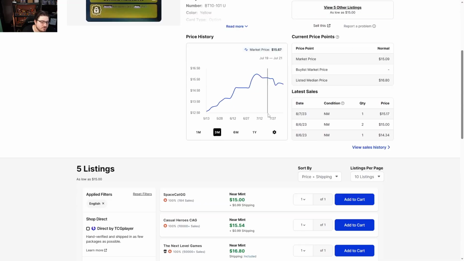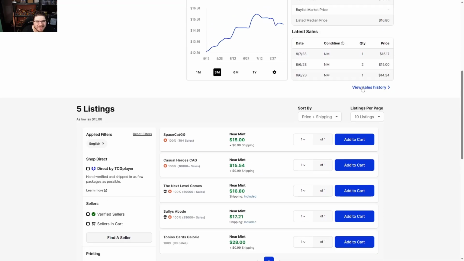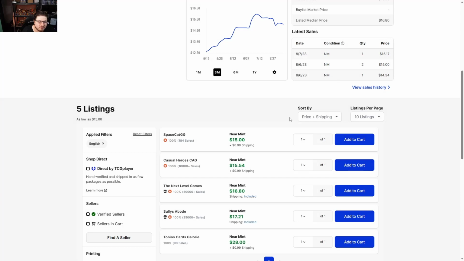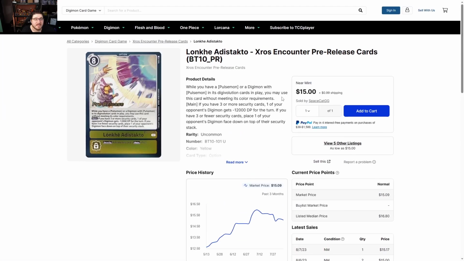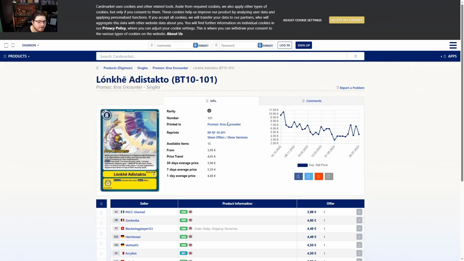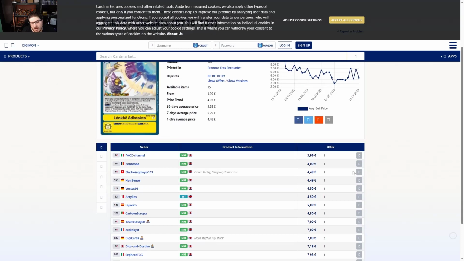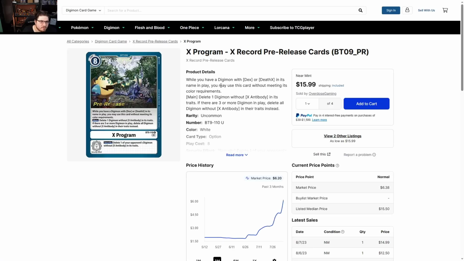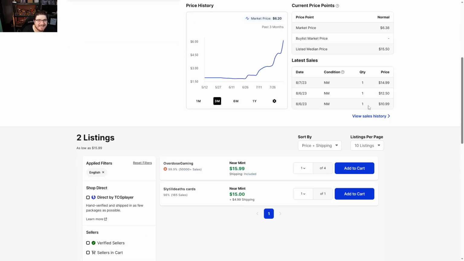Lonke Arestado being bought out again. People are buying it. Would not recommend it. We got the promo coming from the event pack, so it's not worth it. Europe side looking like 4 euros, 4 euros 50 cents. Yeah, not worth it. X Pro Miriam bought out yet again.